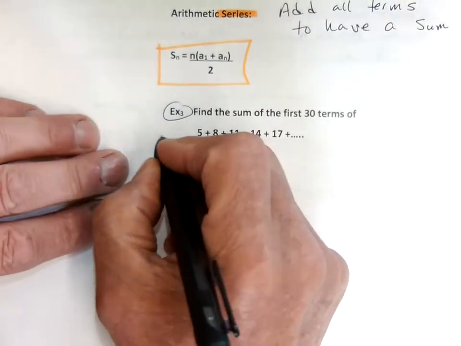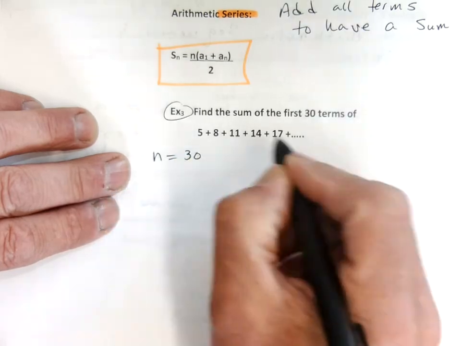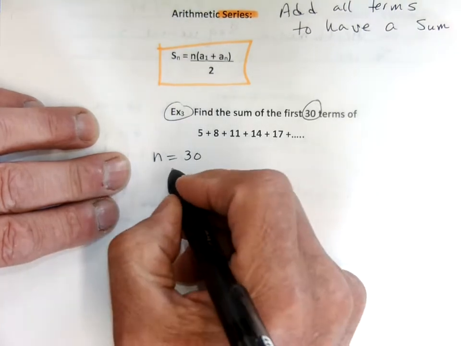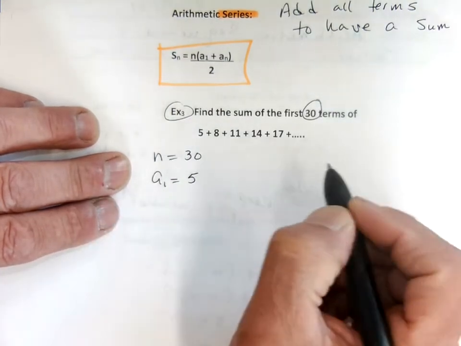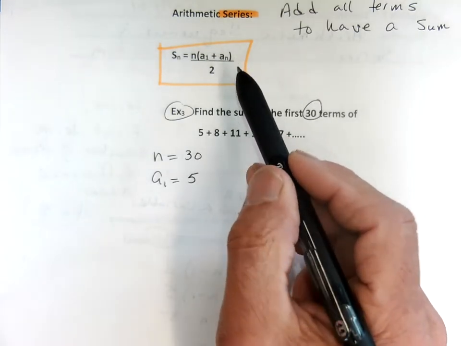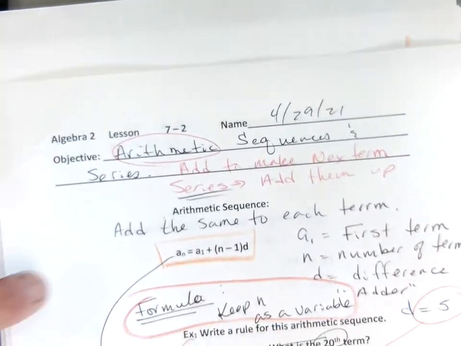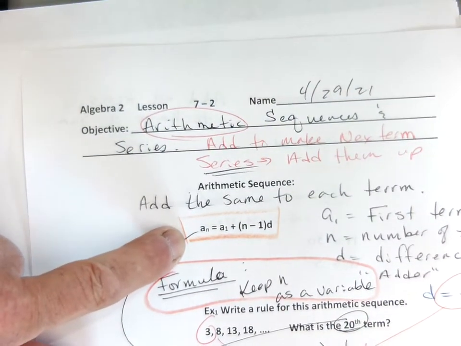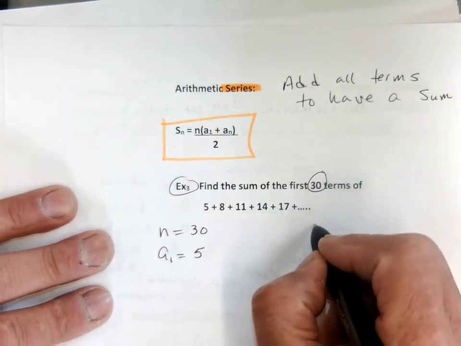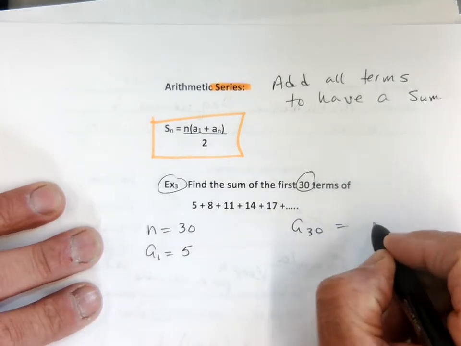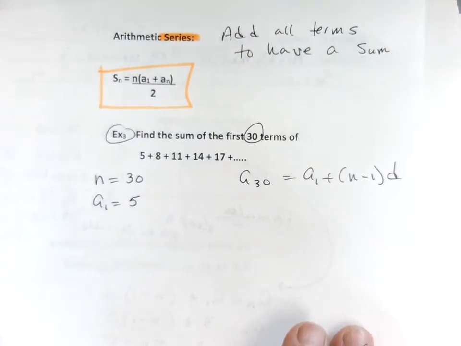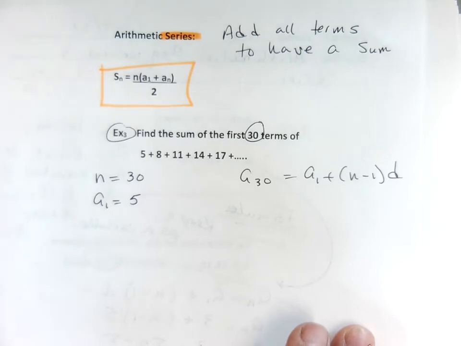So I know n is the number of terms, which is 30. There's n, and I want to put 30 right there in my formula. A1 is my first term. I know that, that's 5, okay? What I don't know is the last term, A of 30. But that's no big deal because I have a formula to help me find the 30th term, right? So to find A30, let's use this formula: A1 plus n minus 1 times d, and that's the formula in the front to find any term, okay?